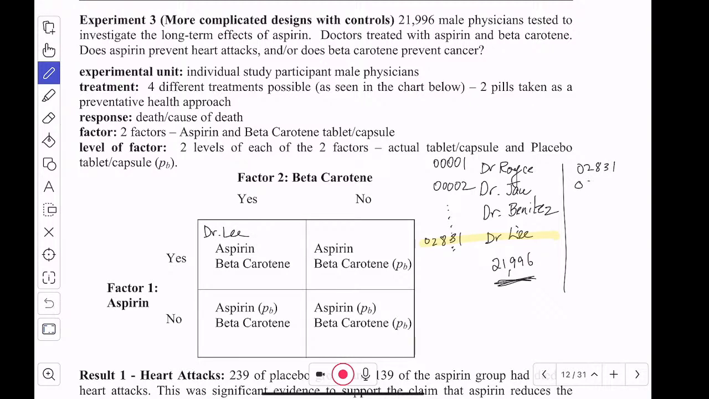So let's say the next one was 00002. That means Dr. Zhao would go to the next treatment group. Now, I could just pick the first bunch to go into the first one, but I'm going to do it this way. I'm going to assign sequentially. So now Dr. Zhao would go here. All right, and I continue. The next one that I get will go here. And so on.